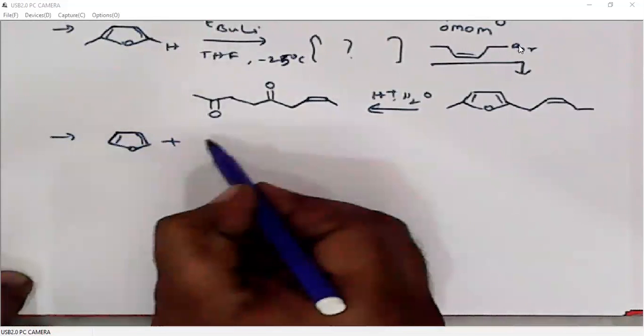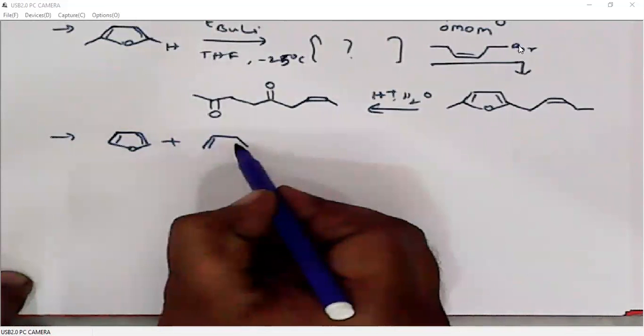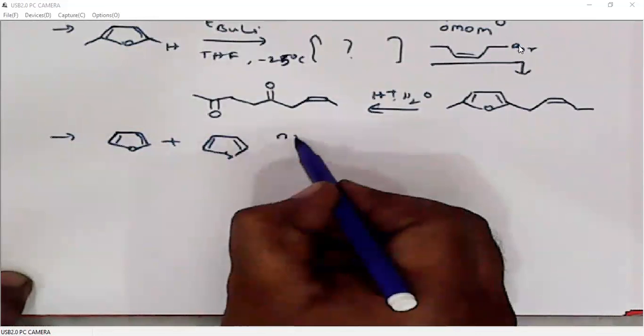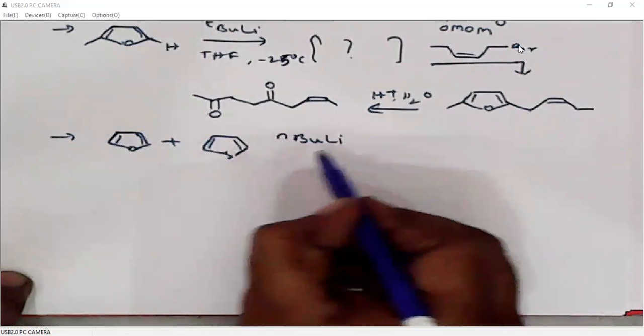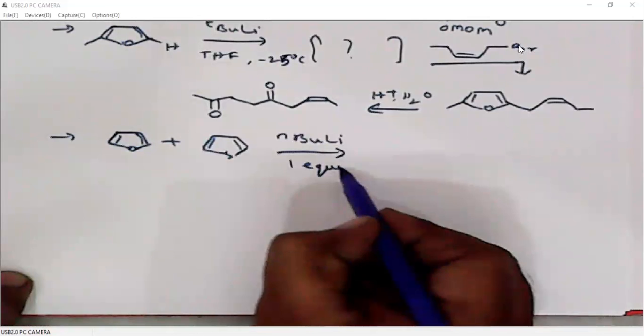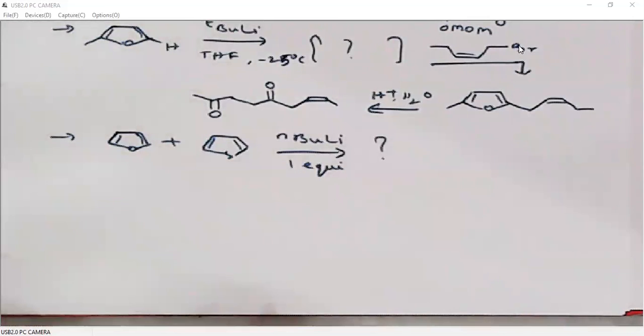When we have a mixture of furan and thiophene, which can be ortholithiated preferentially?